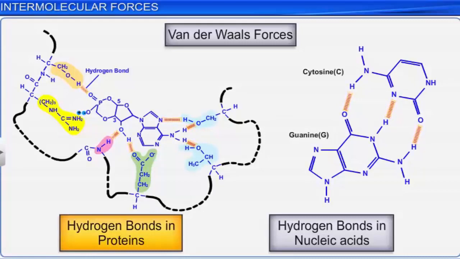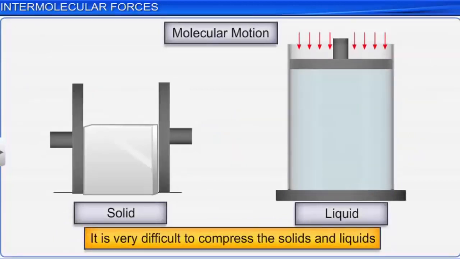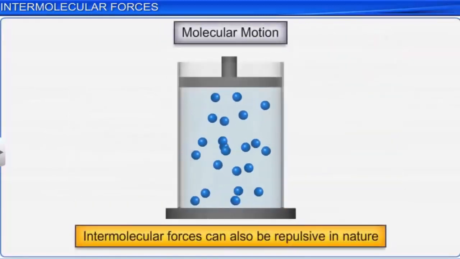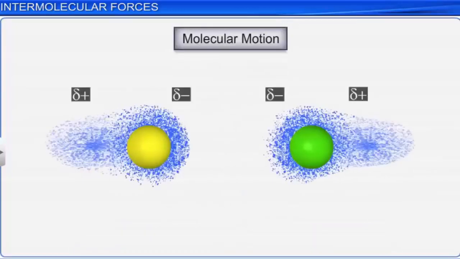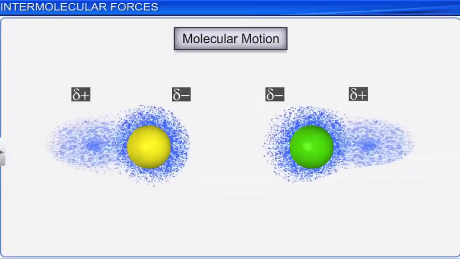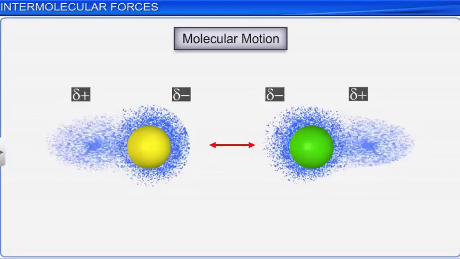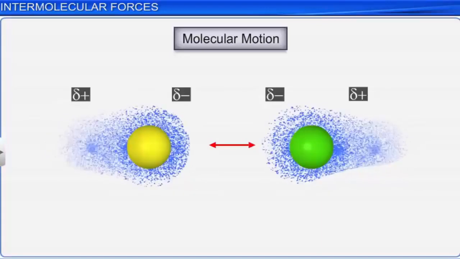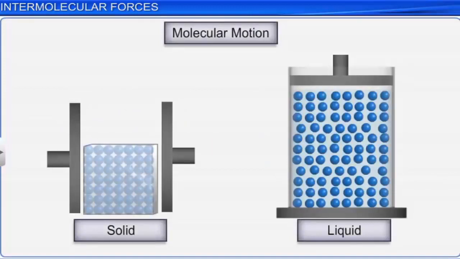Have you ever wondered why it is very difficult to compress solids and liquids? Intermolecular forces can also be repulsive in nature. When two molecules are brought closer, the repulsions between the electron clouds and between the two nuclei of the molecules come into play. The magnitude of repulsion increases rapidly with a decrease in the distance between the molecules. In solids and liquids, the molecules are already close to each other, and hence, when we try to compress them, the repulsive interactions would further increase. Hence, they resist compression.